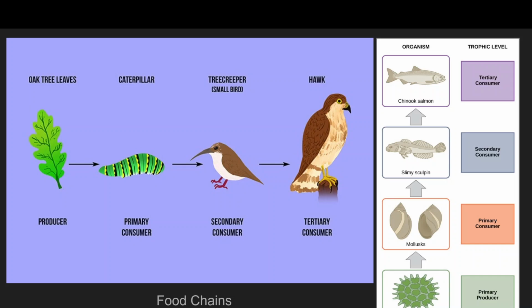And then finally we've got our tertiary consumer, the Chinook salmon. And these salmon like to eat fish that are smaller than them, which happens to be the slimy sculpin. They also eat other things, but in our example here, we're just going to use the sculpin.